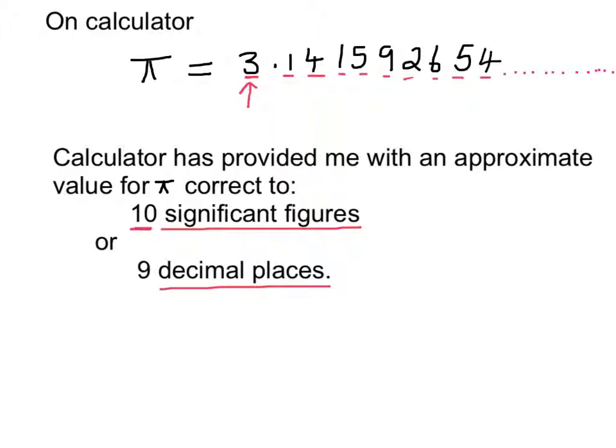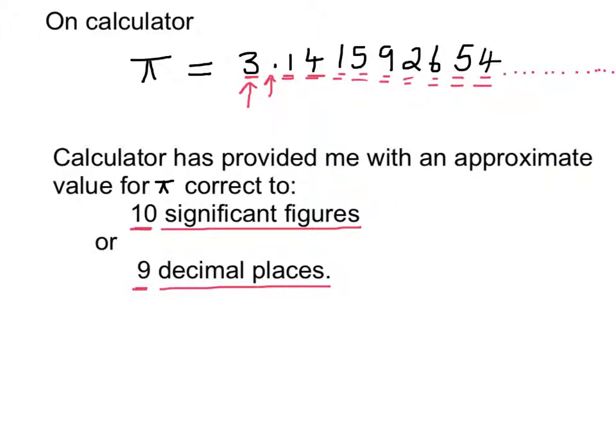How about decimal places? It says there are 9 decimal places. Well, we count every digit after the decimal point. So the decimal point is here, and we count every digit after that. 1, 2, 3, 4, 5, 6, 7, 8, 9.